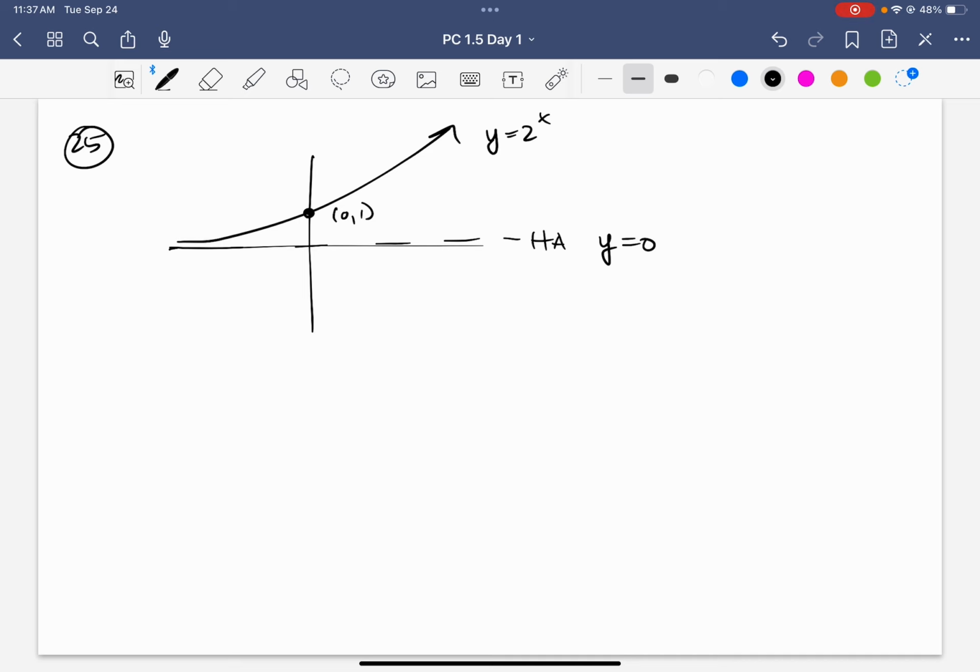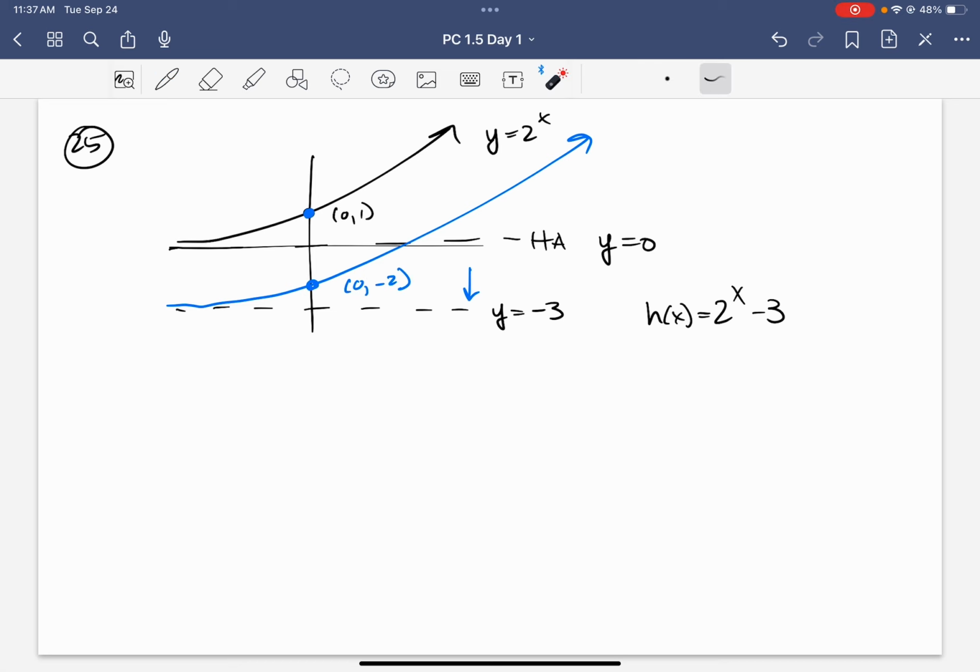It says if that's 2 to the x, then 25 asked me to graph h of x is equal to 2 to the x minus 3. It's just going to be the same picture, except now I have a horizontal asymptote at y is equal to minus 3. The whole thing is moved down 3, and so it should look like this. Now instead of being at 0, 1, this is going to be at 0, negative 2, because it moved down 3. 1, 2, 3 to 0, negative 2, and that's what it should look like. Okay, so that's 25.